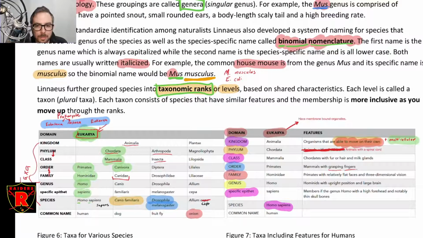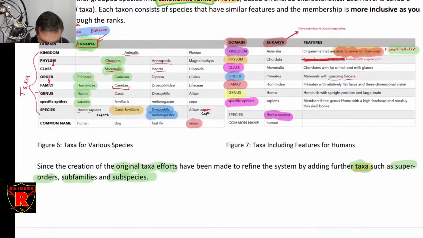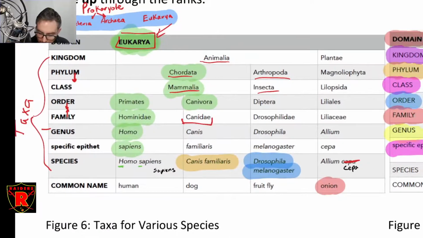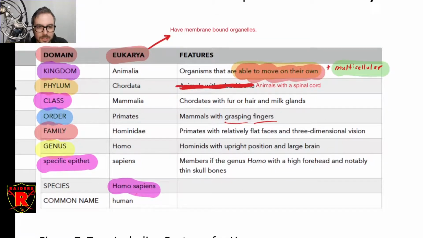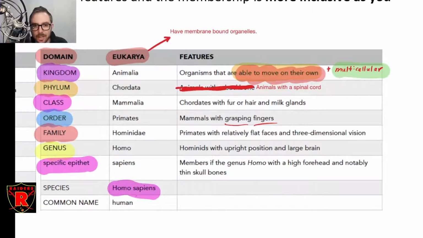Okay, so let me take you through some examples here. I'm actually going to start with humans. Over on the left-hand side, you will see the different levels of classification. The very top level, right here, is the domain. That is the most inclusive group, the largest group. And then as you go down through the levels, they get more and more specific.